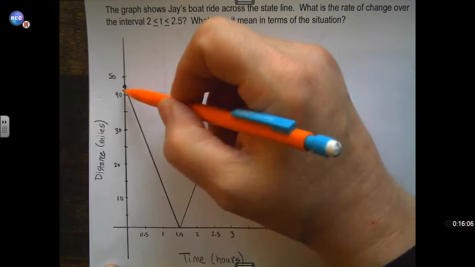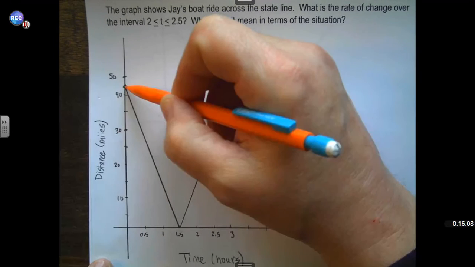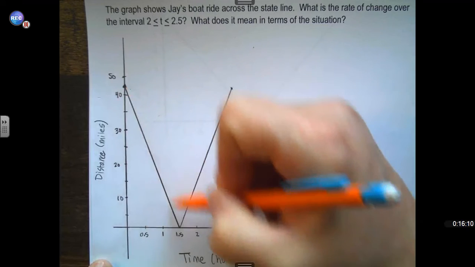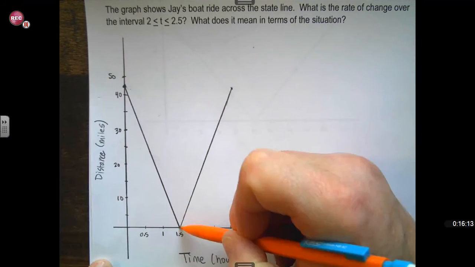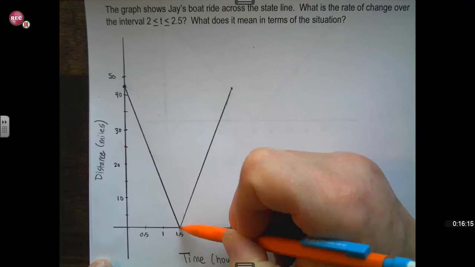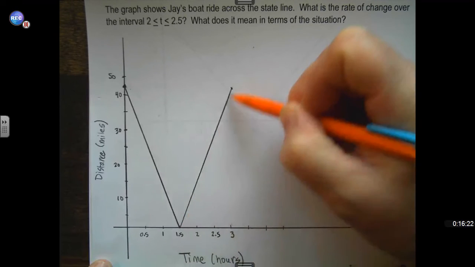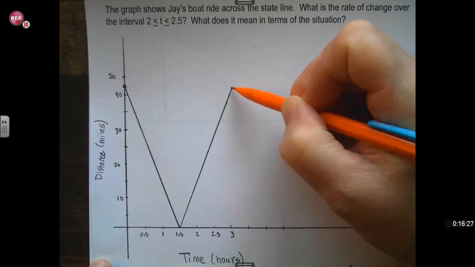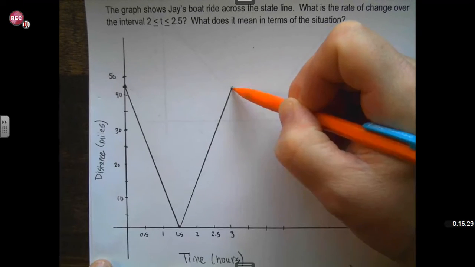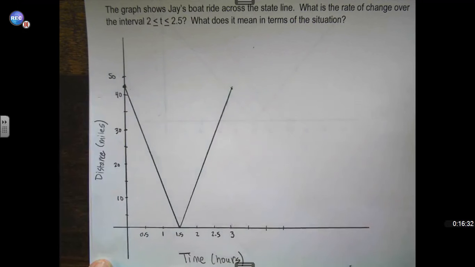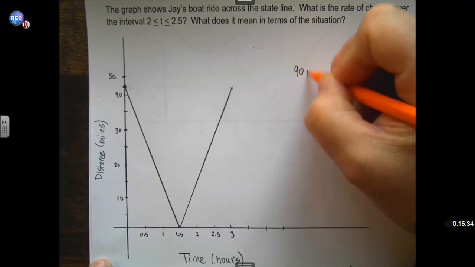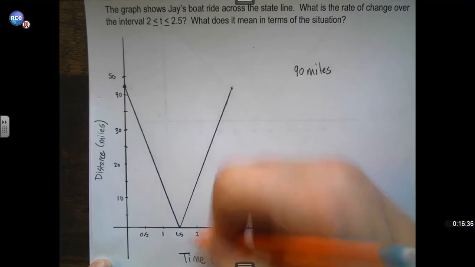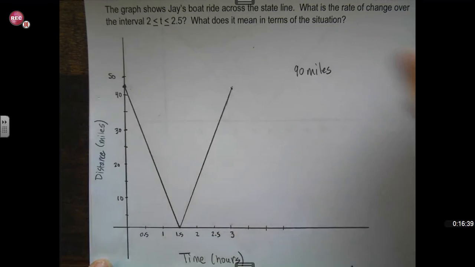So the way that's depicted on this graph is just that. He started 45 miles from the state line. He traveled to the state line in 1.5 hours, and then he crossed the state line, and he traveled away from the state line to his friend in Utah another 1.5 hours for a total of 3 hours, and he was 45 miles from the state line. So how far does Jay travel to visit his friend? 90 miles, through the state line.